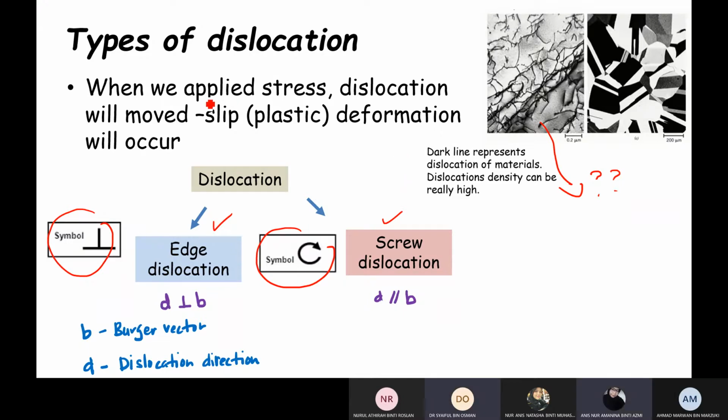Okay, so this dark line represents dislocation, right? If you look at all this dark line, it represents dislocation. Like what I have mentioned many times before, dislocation is what we call a line defect. We call it line defect due to the reason that they do appear as a line, like what we can see here. Okay, understand?